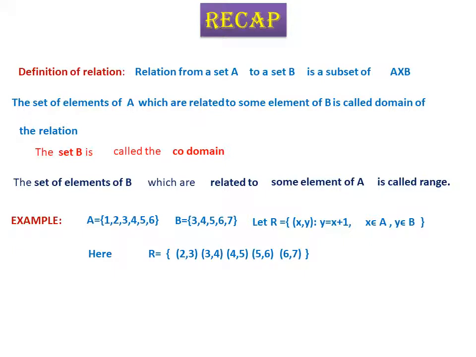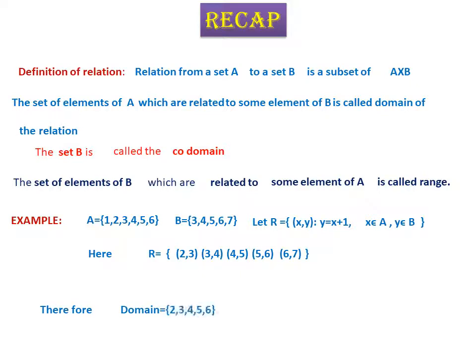Now let us first convert this into roster form. You know this method, roster form. So R equal to, when you substitute various values for x and get the value of y, you get the ordered pairs like this: (2, 3), (3, 4), (4, 5), (5, 6), and (6, 7). Now it is very easy to find what is the domain, what is the codomain, what is the range, etc.